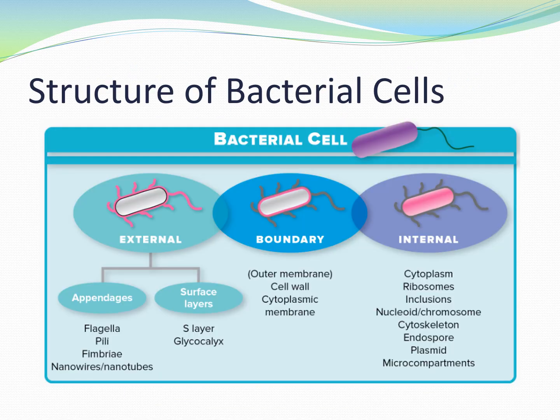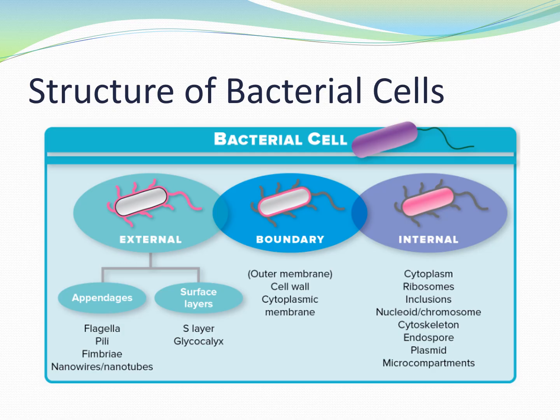So the structure of bacterial cells can be laid out in three primary areas. The first one being external, where you can see the pink surrounding the outside of that cell. That is where we're going to be talking about appendages, much like I mentioned before, as well as surface layers, which we will also talk about too.